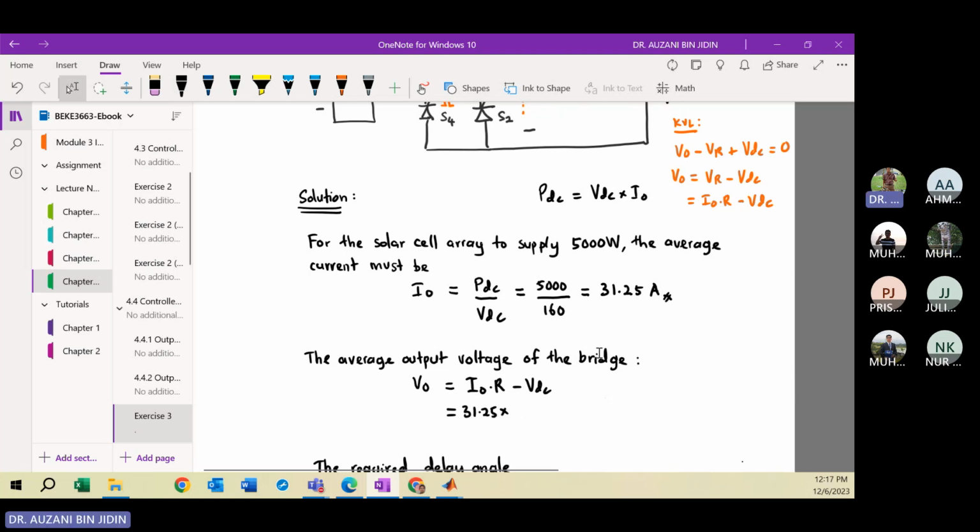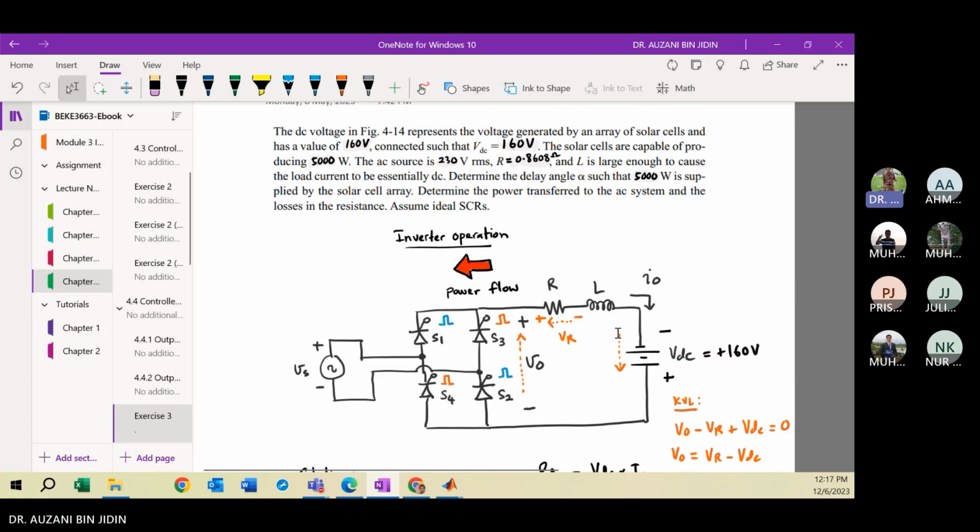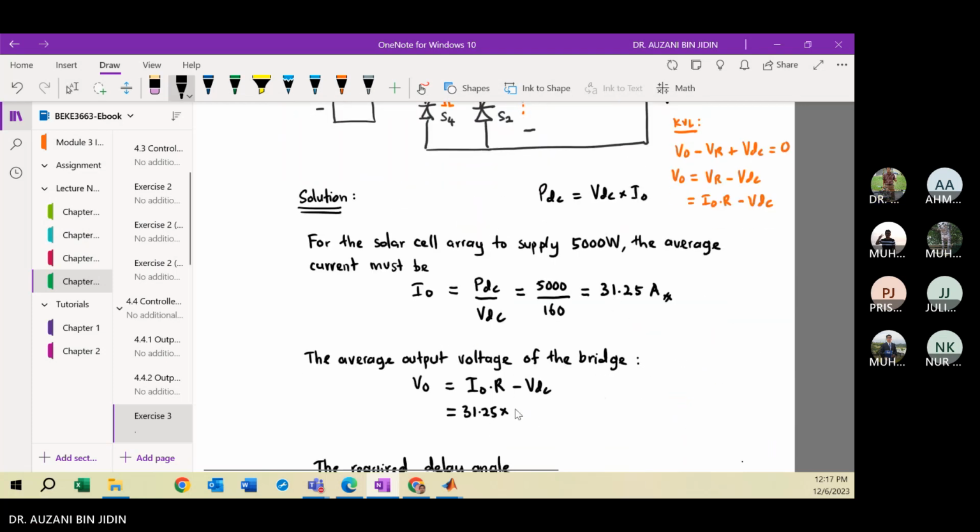So IO is 31.25. What is the value of R? 0.86. Minus VDC, which is 160. So then finally you can calculate VO as minus 133.1 volt. For inverter operation, the output voltage must be a negative value.